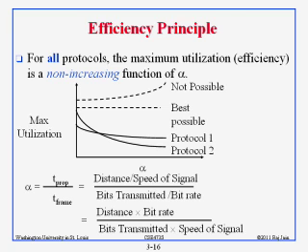Alright, so the principle is for all protocols the maximum utilization or efficiency is a non-increasing function of alpha, where alpha is T prop upon T frame. T prop is equal to distance divided by the speed of the signal, that is the propagation delay. T frame is the bits transmitted divided by the bit rate, right? And if you bring this up and down, you get distance times bit rate divided by the bits transmitted times the speed of signal.